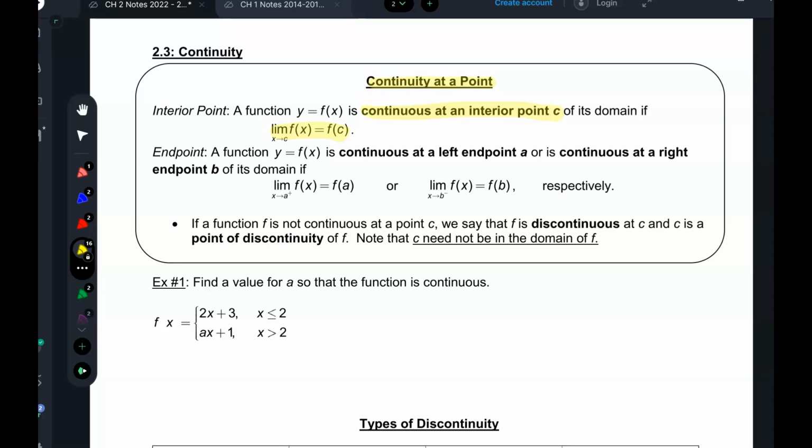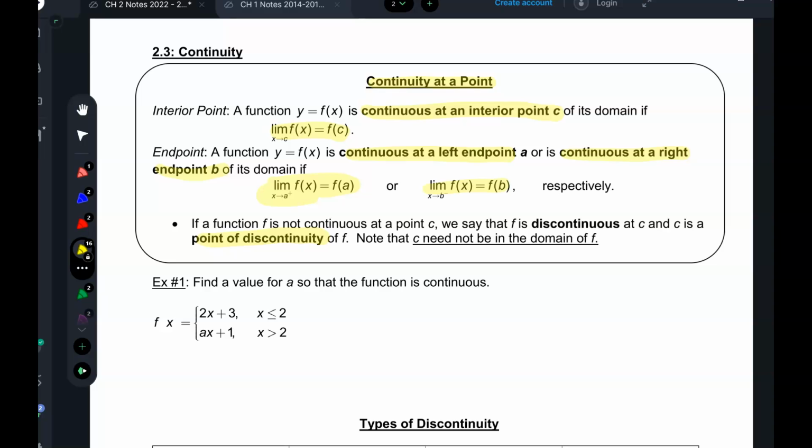And then if it's continuous at an endpoint, then we have a one-sided limit, right? So if it's continuous at a left endpoint, then from the right. Does that make sense why it's like opposite? Because if it's on the left, we have to approach it from the right. And then if it's a right endpoint, we have to approach it from the left. Yeah, see it? Okay. And if it doesn't, we have a point of discontinuity.